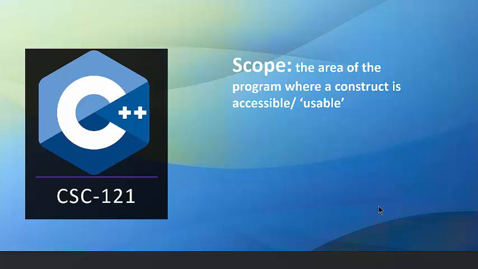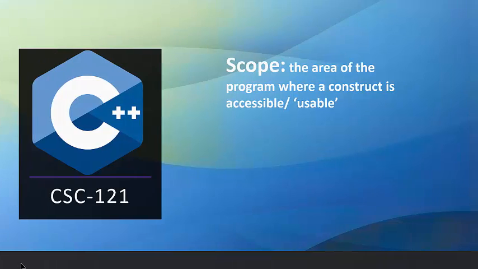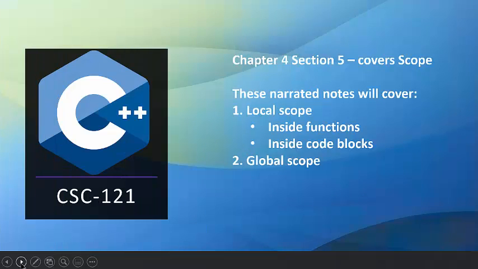These notes cover the topic in Chapter 4, Section 5 on scope. Scope can be defined as the area of the program where a construct is accessible or usable. Our variables have these properties, so do our functions. These narrated notes will cover 1. Local scope, which includes inside a function or inside a code block, and 2. Global scope.